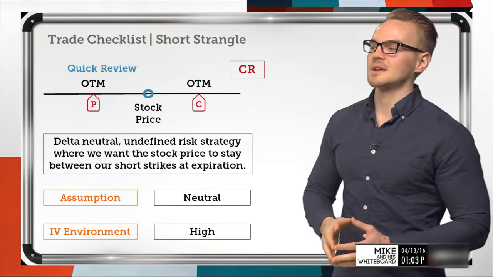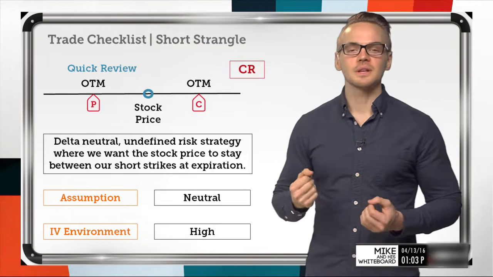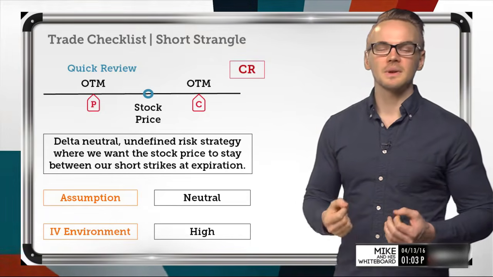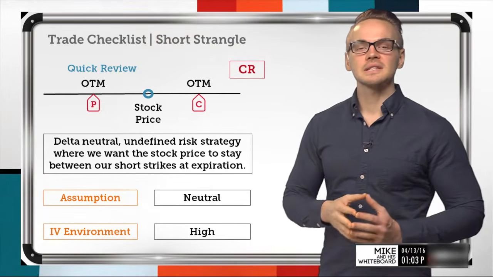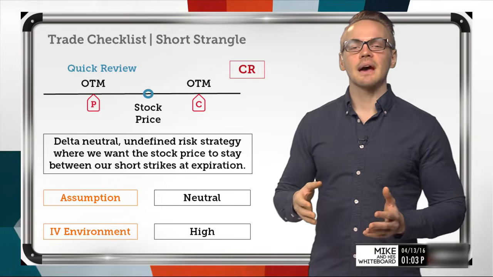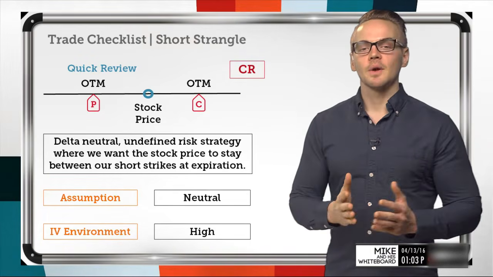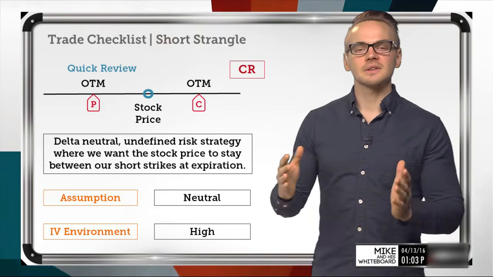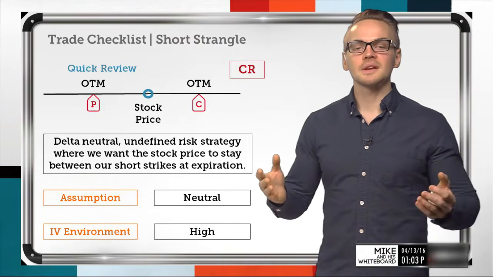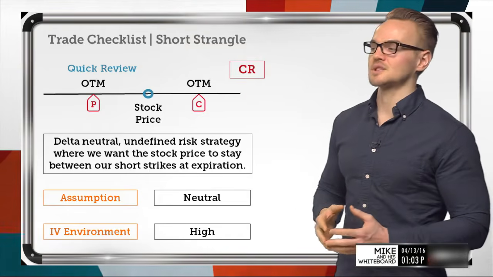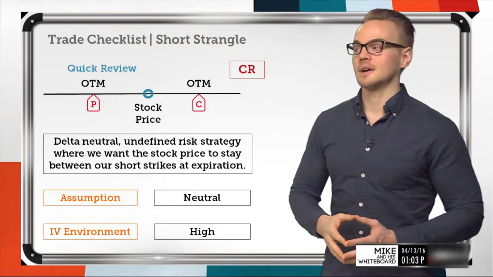When we have this assumption, we basically don't really know where the stock's going to go. We never really know where the stock's going to go anyways, but in this strategy, we don't have a bias in any way. We don't believe that the stock's going to go up or down. We kind of feel that it's going to stay within this range, or we hope that it's going to stay within this range at expiration, which would be the best case scenario here.